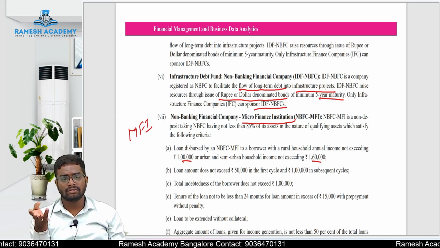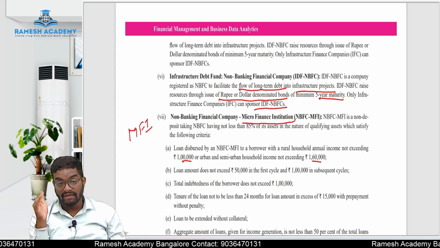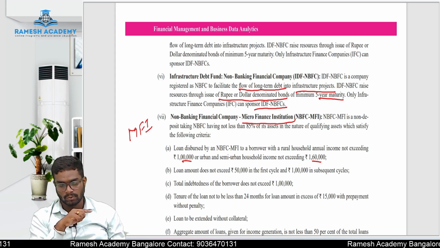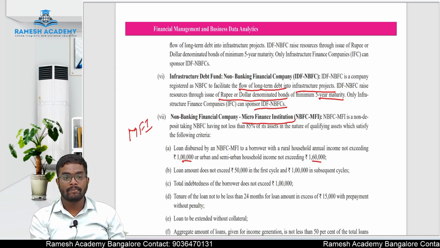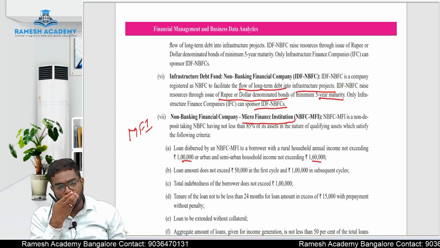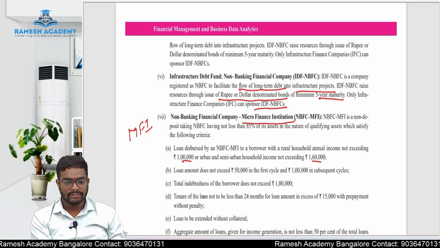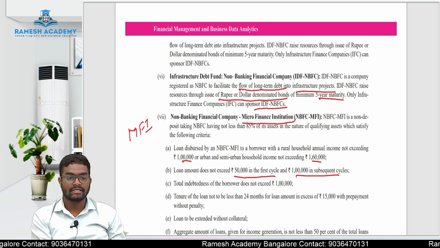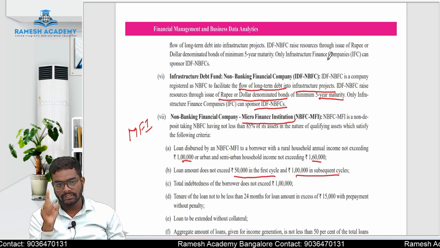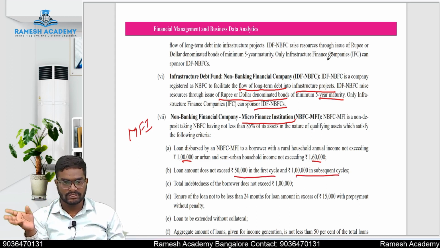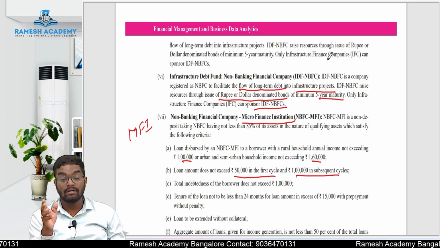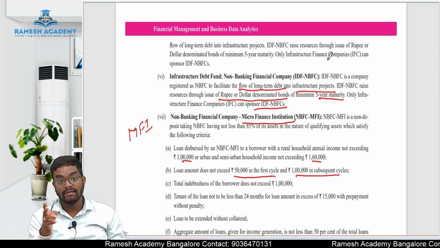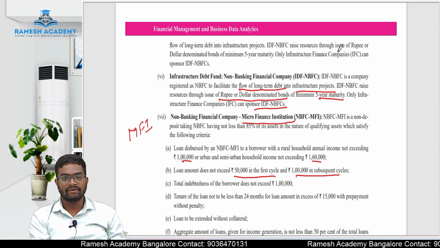So it should give loan only to people having an income of less than 1 lakh in case of rural and 1 lakh 60 in case of urban and semi-urban. Loan does not exceed 50,000 in the first cycle and 1 lakh in the subsequent cycle. So in rural it can give up to 50,000 the first time and not more than 1 lakh in subsequent cycles.